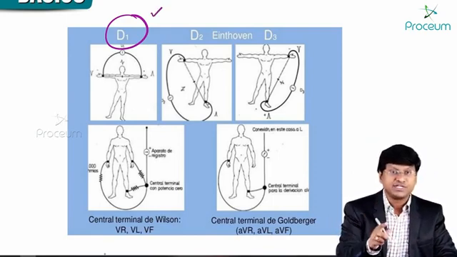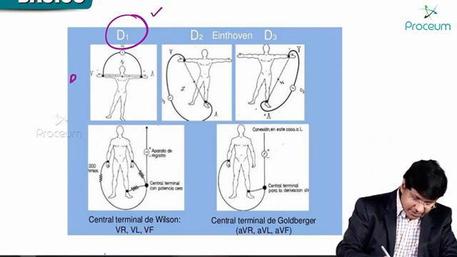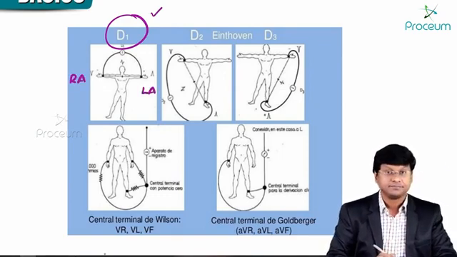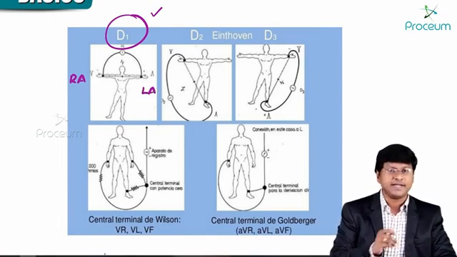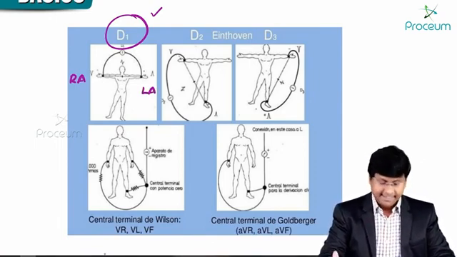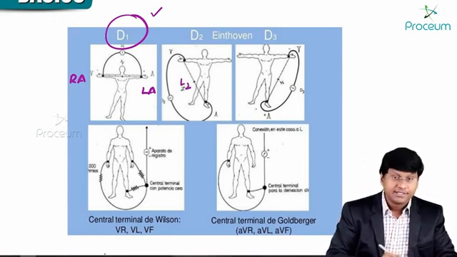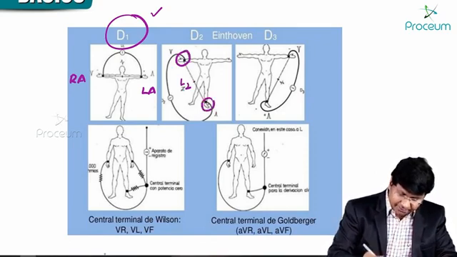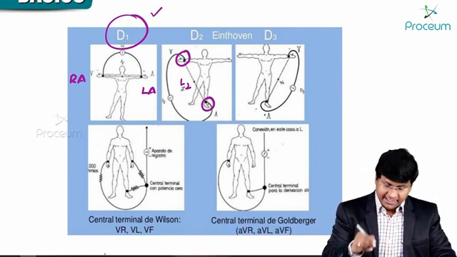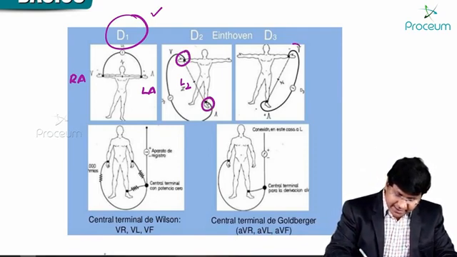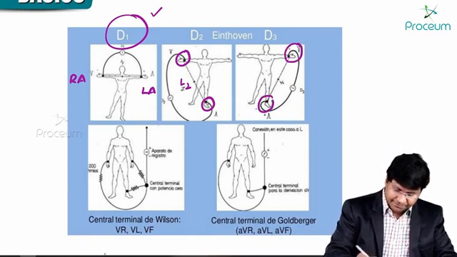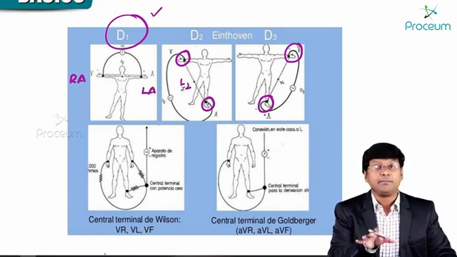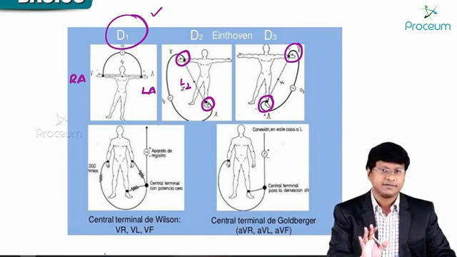You take lead 1. Lead 1 is measuring the potential difference between the right arm and the left arm. That is lead 1. Lead 2 is measuring the potential difference between the right arm and the left lower limb. Lead 3 will measure the potential difference between the left arm and the left lower limb. So limb leads are bipolar leads: lead 1, lead 2, lead 3.